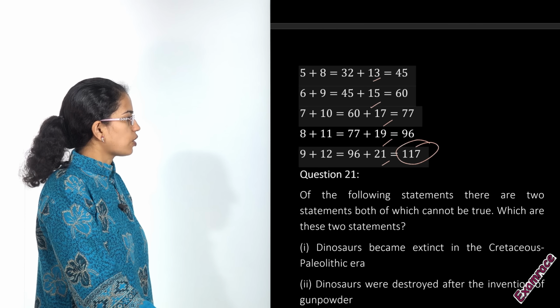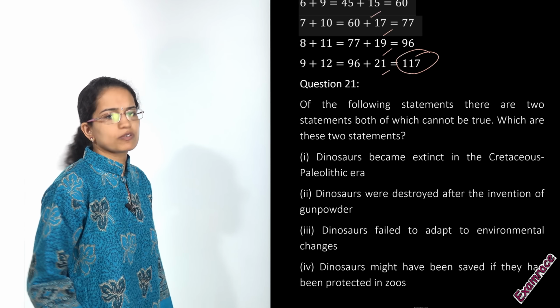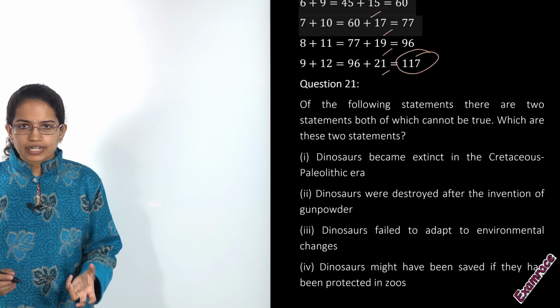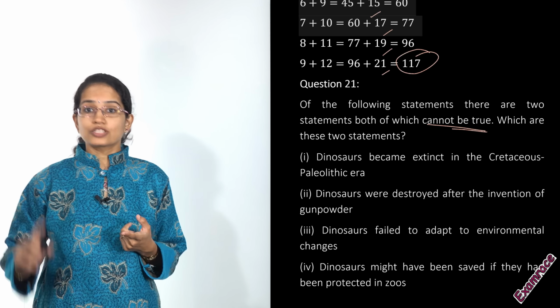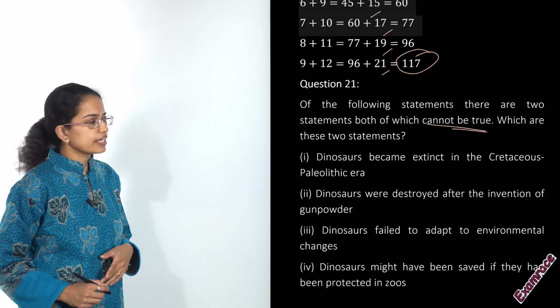Now the next question talks about two statements of which both cannot be true. Now this is a problem of square of opposition, the contradictory approach, where if one is true, the other has to be false. Now if I take the first two statements, that makes the answer very clear.